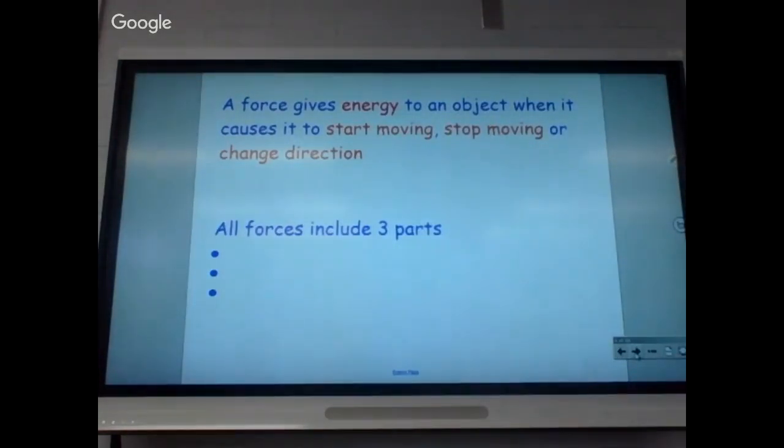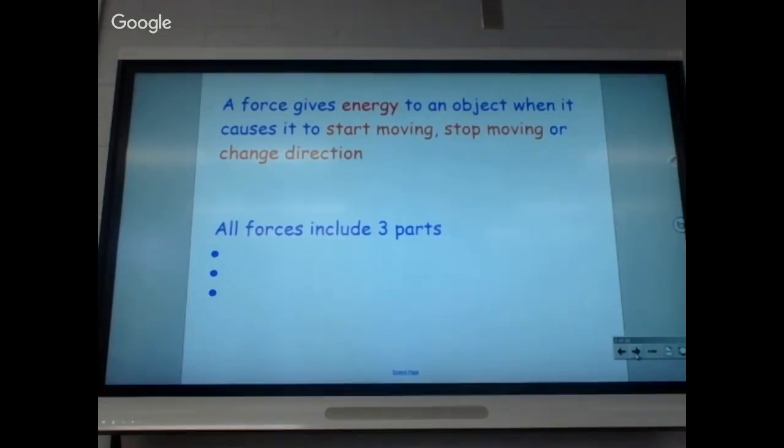All right, so a force gives energy. We're going to talk about energy later in the semester too. It's the one topic I hate to teach because it's boring. I can't give you anything to do with energy. I can't give you stuff to play with. So a force gives energy to an object to cause it to start moving. We can stop it from moving, and we can cause it to change directions.